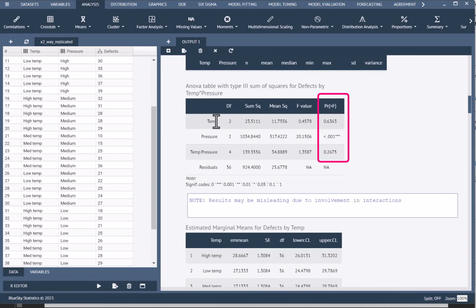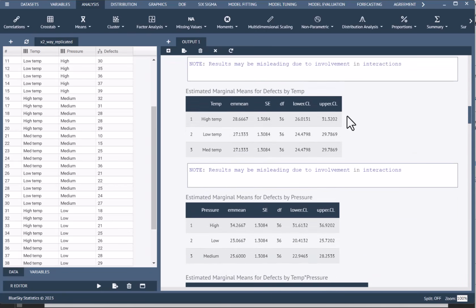Now for temp, BlueSky found no significant difference. So this is a p-value. It's greater than 0.05. For pressure, BlueSky found a highly significant difference. So this value is much less than 0.05. And for the temperature-pressure interaction, again, there was no significant difference.